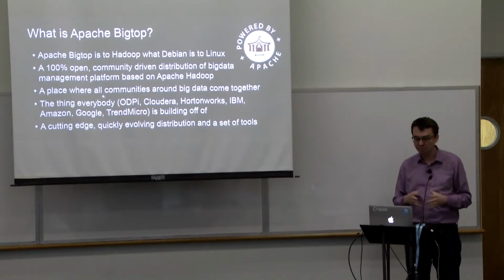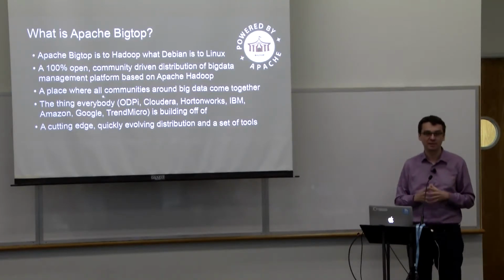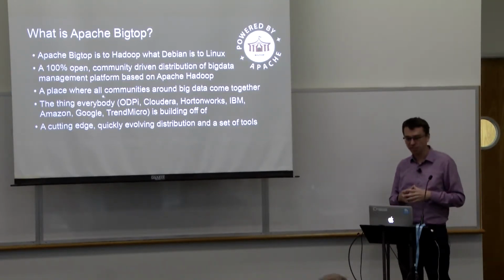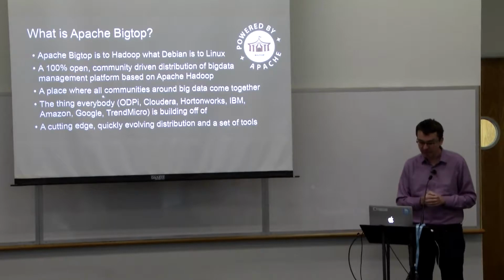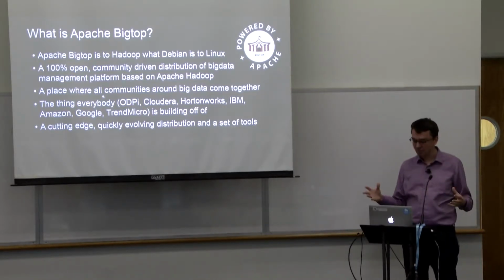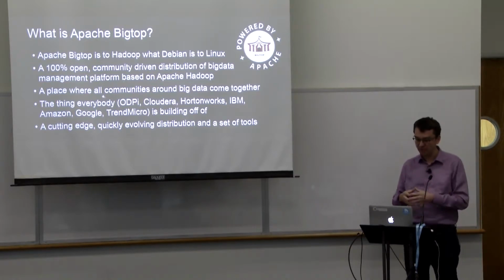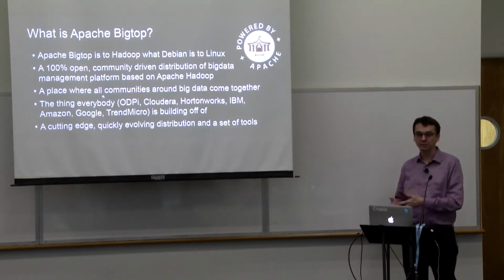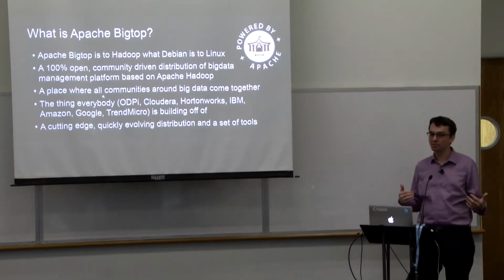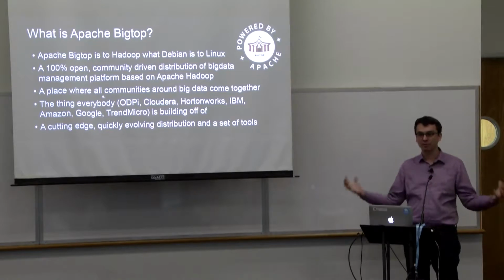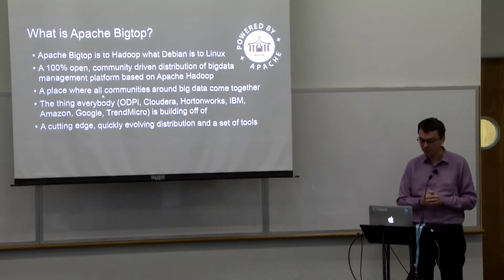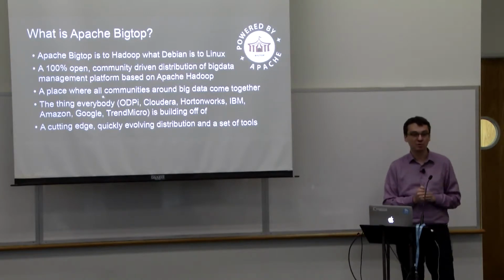Apache Bigtop was meant to be to the Hadoop ecosystem what Debian is to Linux. And I will explain why this analogy makes sense. It's a 100% open, community-driven distribution of big data based on Apache Hadoop, but we're also now embracing different technologies as well. An interesting thing is that pretty much every single vendor, on-prem, like Cloudera, Hortonworks, or IBM, or even cloud vendors, Amazon, Google, Trend Micro, are using Bigtop to manage the distributions of Hadoop that they give to their customers. Bigtop is full of the mechanics that let you take all of this bag of goods coming out of the Apache Software Foundation and have a cutting-edge, quickly evolving distribution and set of tools.